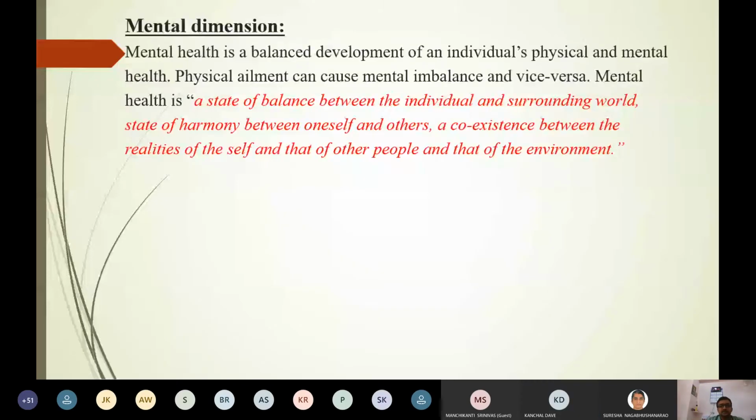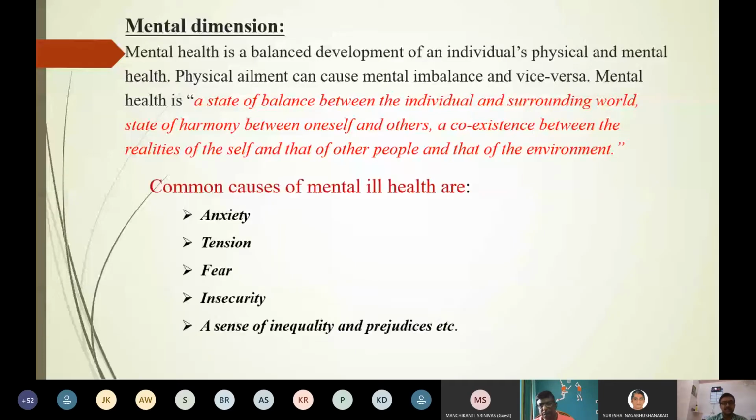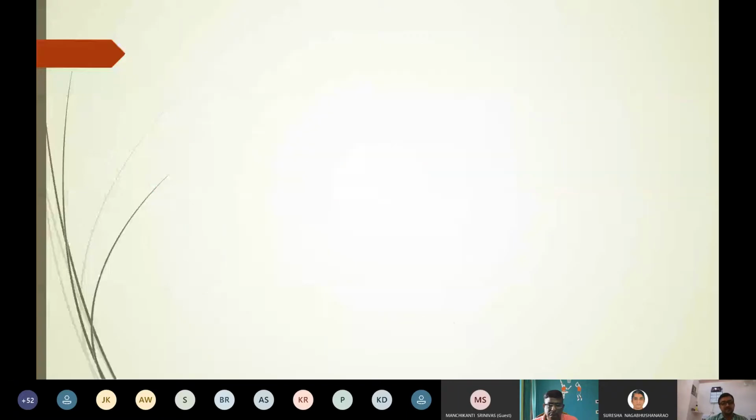So mental health is a state of balance between the individual and the surrounding world, a state of harmony between oneself and others, a coexistence between the realities of the self and those of other people and of the environment. So when the mental aspects come, it is not only the physical body responses, the physiological responses. Even the society and the environment we are in, which surrounds us, has an equal contribution to sound mental health. So mental dimensions discuss those things. The common causes of mental ill health are anxiety, tension, fear, insecurity, a sense of inequality and prejudices. All these come under the common causes for poor mental health.